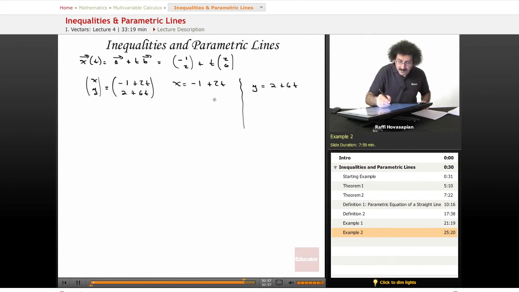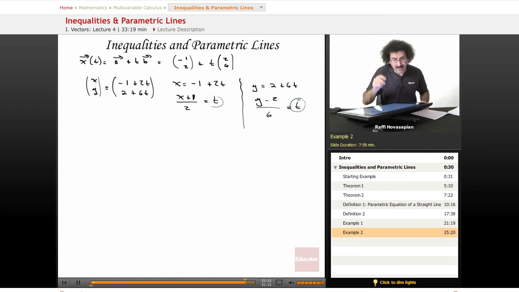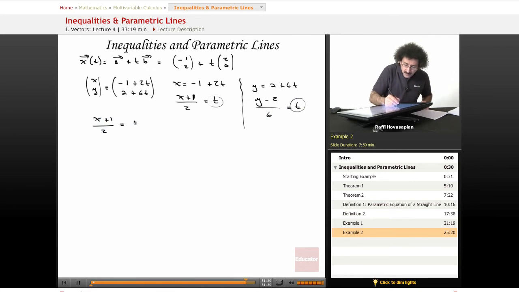Let me solve for t. This is x plus 1 divided by 2 equals the parameter t. This is y minus 2 over 6 equals the parameter t. And the t's are equal to each other, right? It's one parameter. This is the power of it. So let me set these equal to each other. X plus 1 over 2 equals y minus 2 over 6. Let me cross multiply. I get 6x plus 6 equals 2y minus 4. Let me bring the y over. I get 6x minus 2y equals -10.